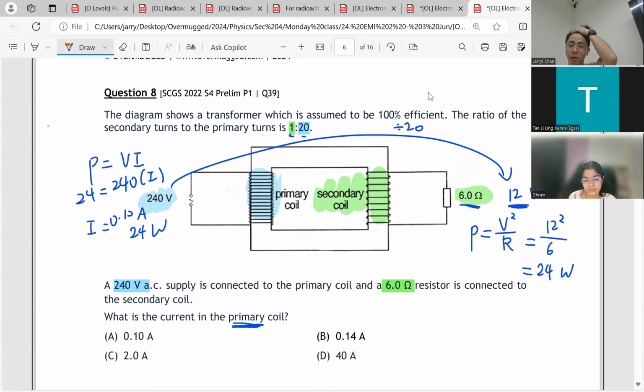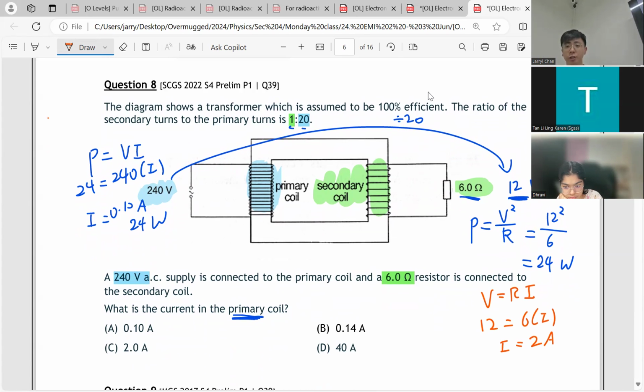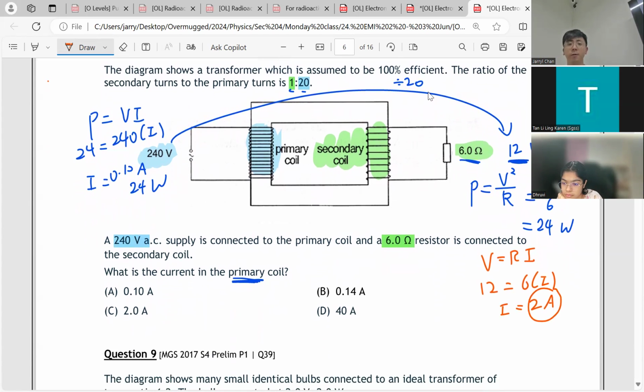Okay, this 6 ohms with this 12 volts here, if you use V equals Ri, sure, 12 equals 6 times I, current equals 2 amperes. What you probably did was, sure, 2 amperes, secondary to primary, I times 20, 40 amperes. Correct, that's what you did, right? Oh, you used the formula.